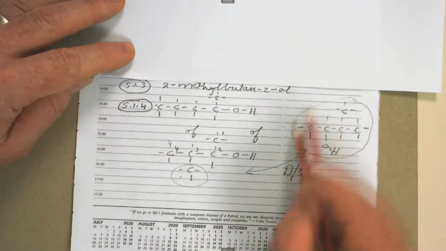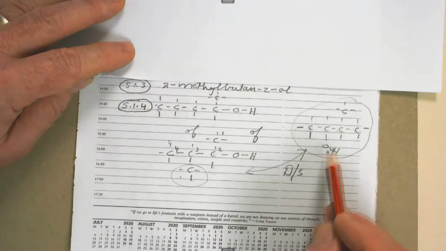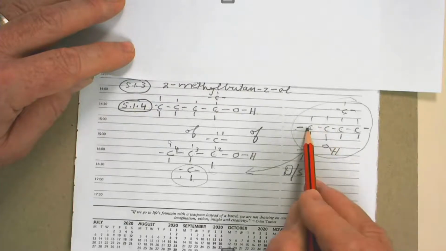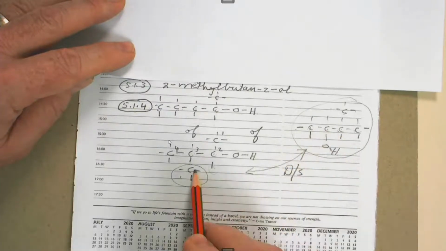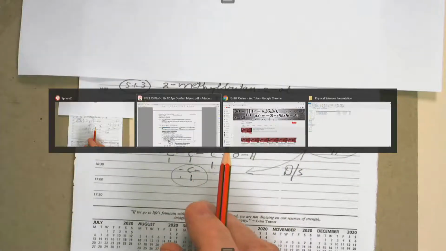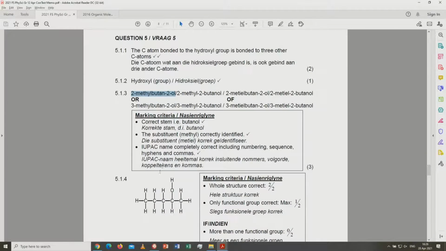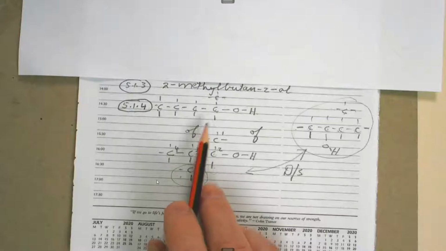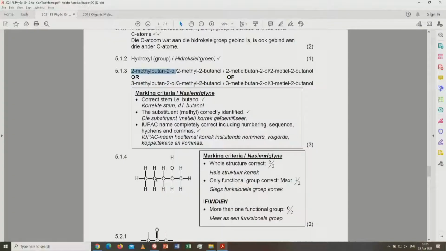Now sometimes you draw a structure, but be careful. If you draw a structure like this one, you can replay the video. This OH is still on carbon number 2, so it's 1, 2 now. So this one and that one are the same. Now the one in the memo is this one. They have just given you this one, which is the same as this one that I have here. So just make sure you still have a structure with 1 oxygen.